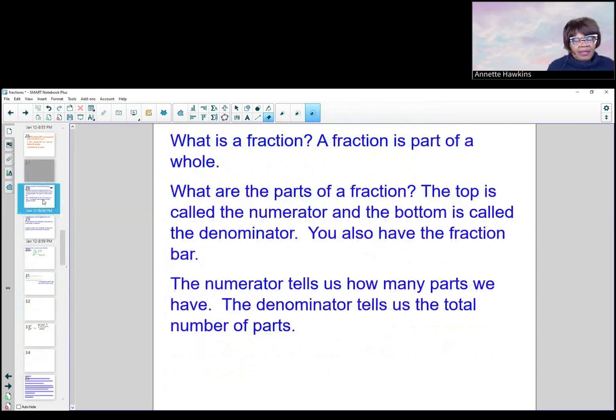All right, good enough. So we finished the introductory concepts. Let's move on and talk about fractions. What is a fraction? A fraction is part of a whole. What are the parts of a fraction? The top is called the numerator and the bottom is called the denominator. You also have the fraction bar. So you have the top, the fraction bar, and the bottom. The numerator tells us how many parts we have. The denominator tells us the total number of parts.